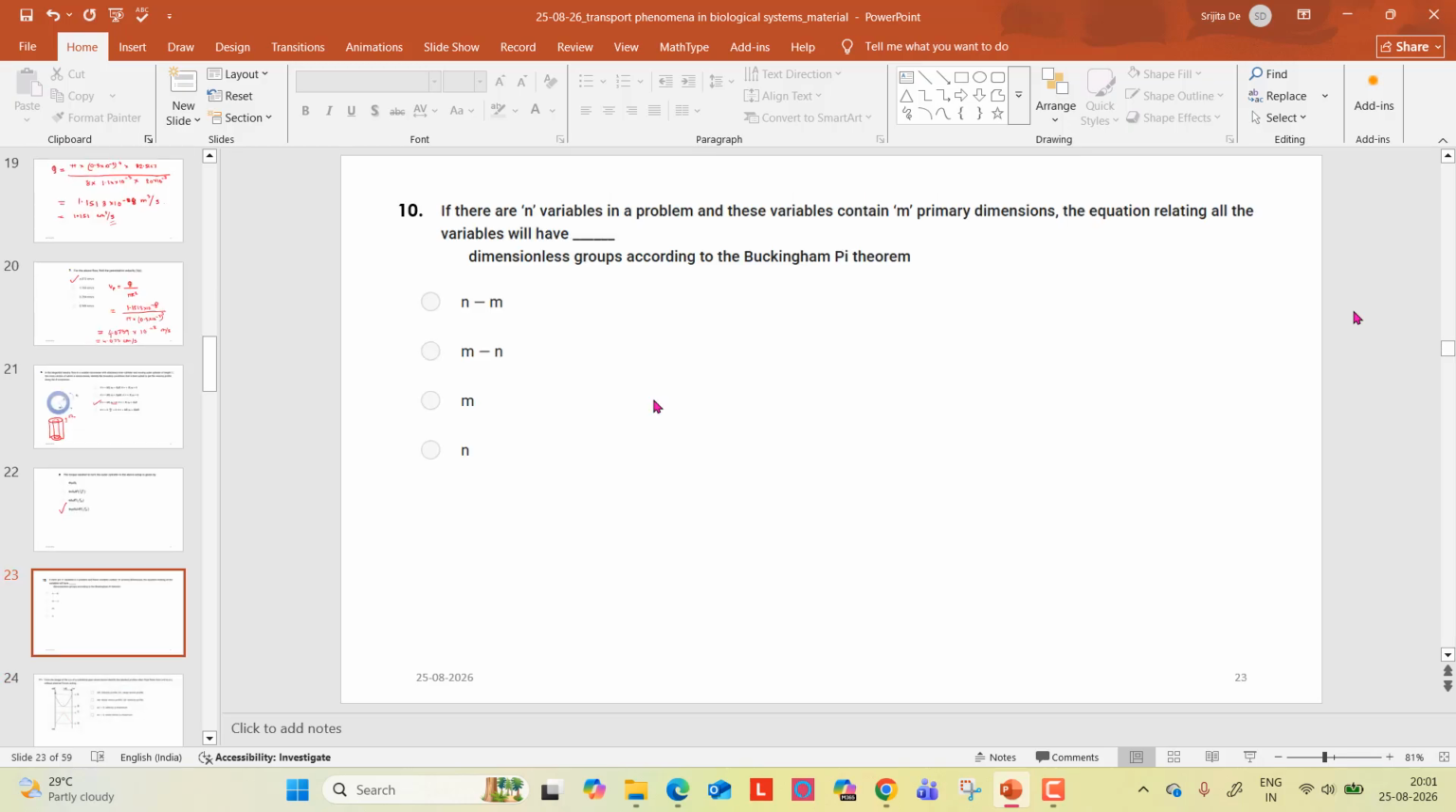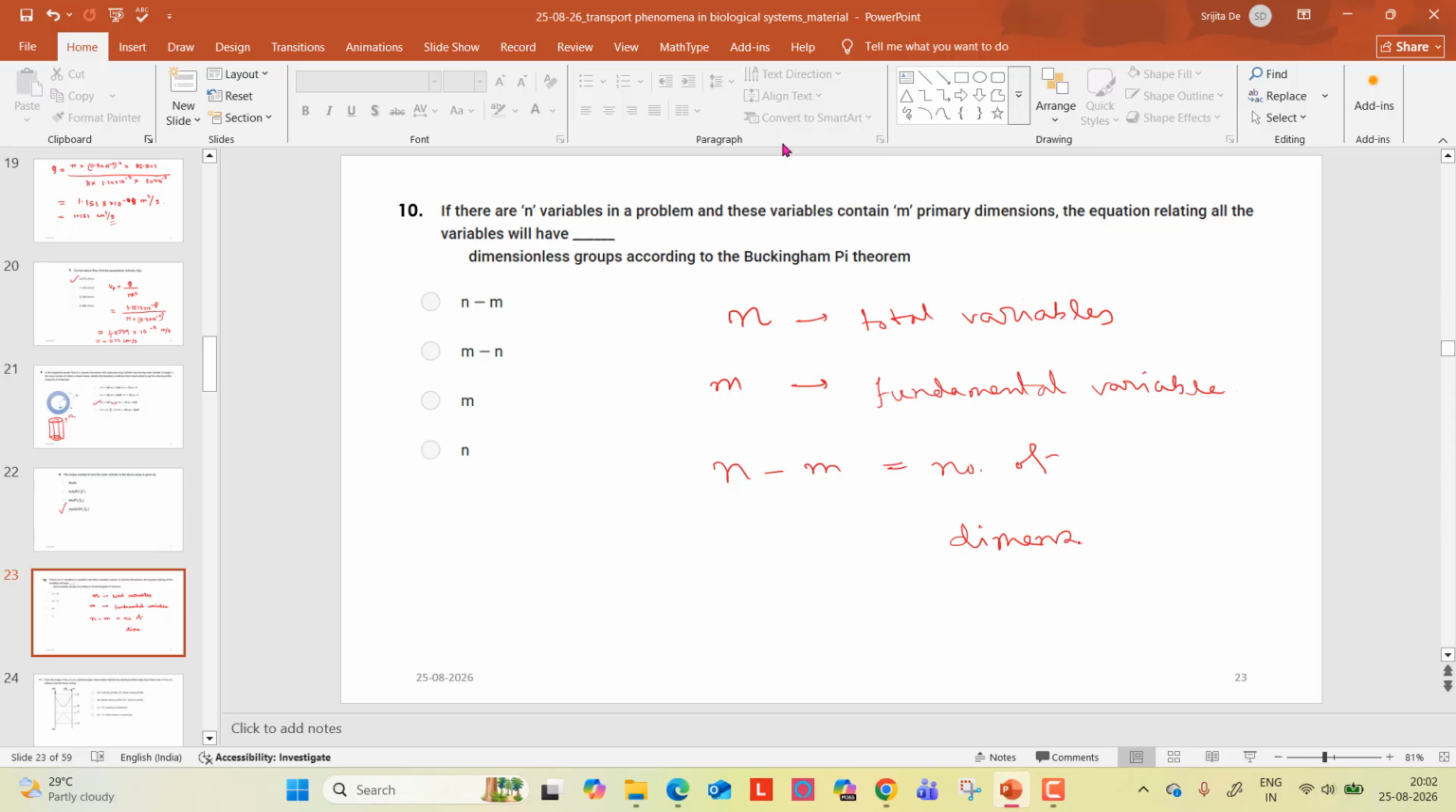Next. If there are n variables in a problem and these variables contain m primary dimensions, the equation relating all the variables will have, so from the Buckingham-Pi theorem, we know that n is the total number of variables, m is the number of fundamental dimensions, and n minus m will be the number of dimensionless groups. Okay, so option is A.